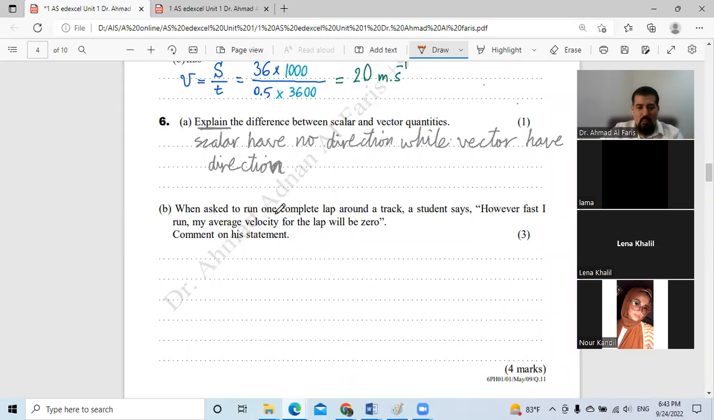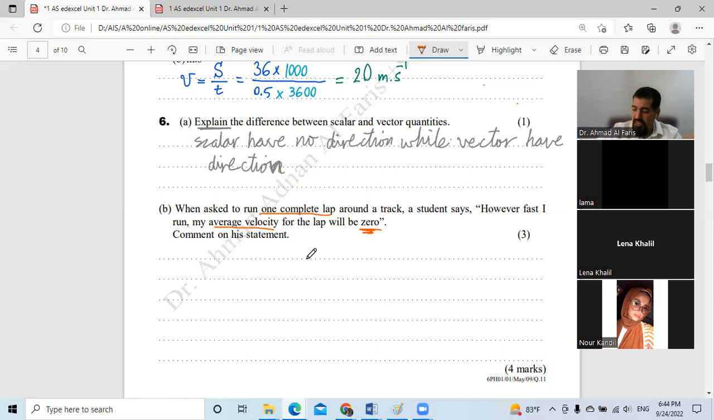When asked to run one complete lap around a track, the student says, however fast I ran, my average velocity for the lap will be 0. Comment on his statement. Thank you, Yusuf. I'll read it later. Okay, thank you. Another answer, a third answer, a fourth answer. Why is the average velocity here 0?